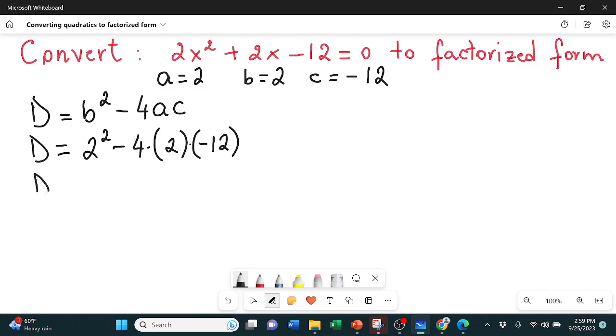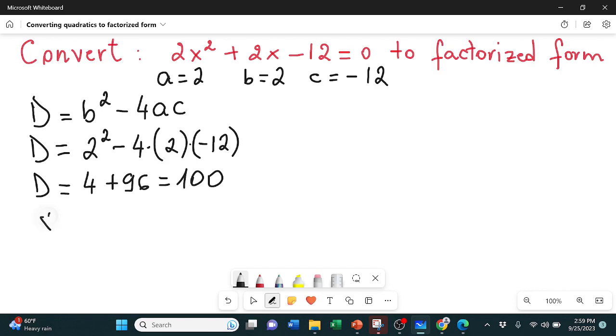The discriminant is 2 squared, which is 4. Negative 4 times 2 is negative 8. Negative 8 times negative 12 is positive 96. So the answer, the discriminant, is 100.